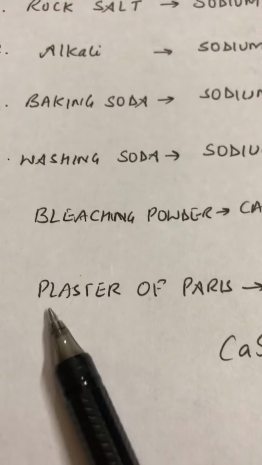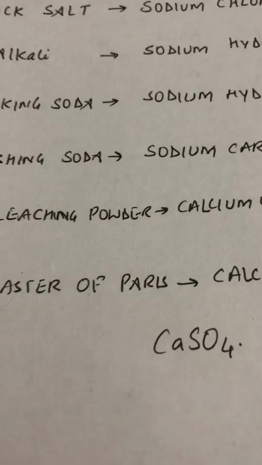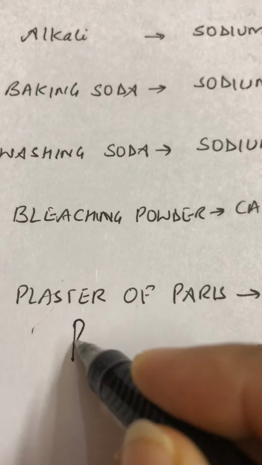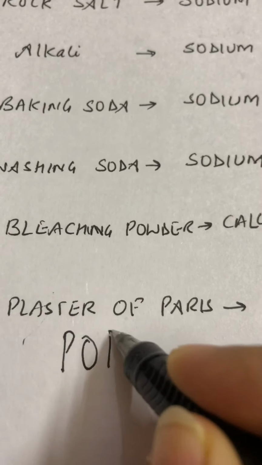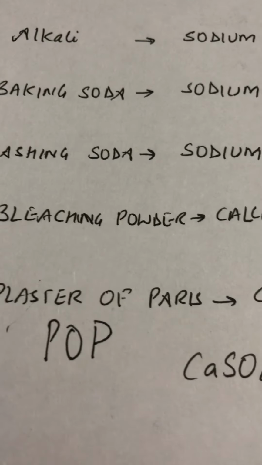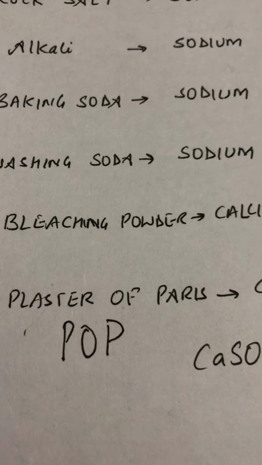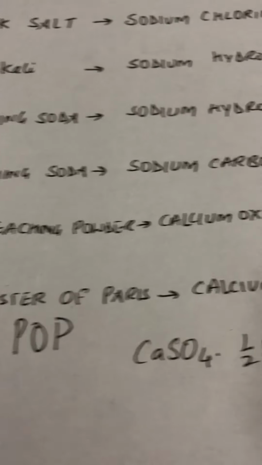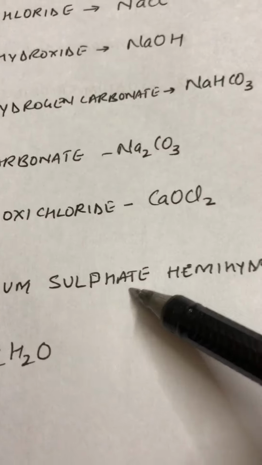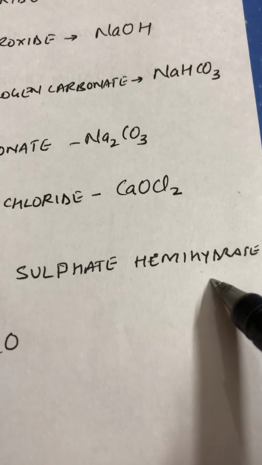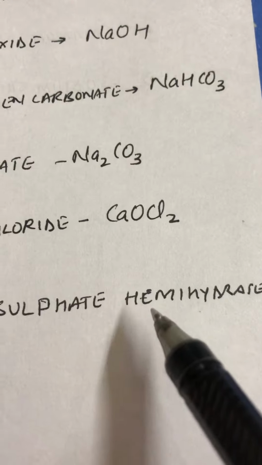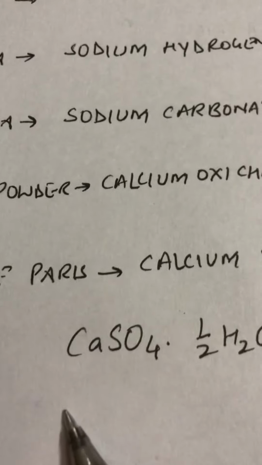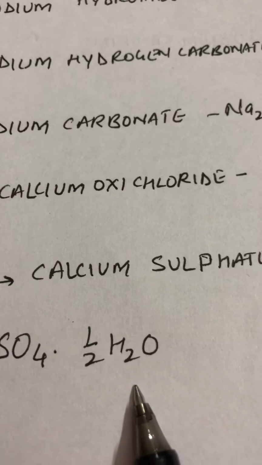Bleaching powder. Then comes the last compound, plaster of Paris. We also call it POP in short. Nowadays, this is too much in use as a decorative item. We use it for decorative purposes of walls, the roofs that we use. Chemically, it is calcium sulfate hemihydrate. Calcium sulfate hemihydrate may also be known as calcium sulfate half hydrate, CaSO4 dot half H2O.